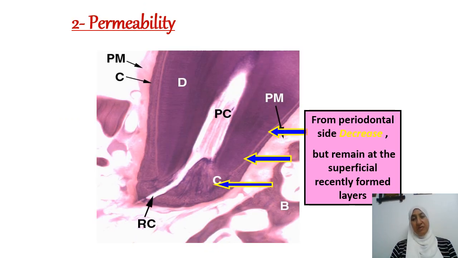The permeability of cementum, of course, the permeability from the PDL, which was the main source of nutrition, will decrease by time, and thus the superficial cells will be vital. More and more superficial cells will be kept vital, while the deeper cells of cementocytes getting deprived from nutrition, thus getting degenerated and will be non-vital cells.